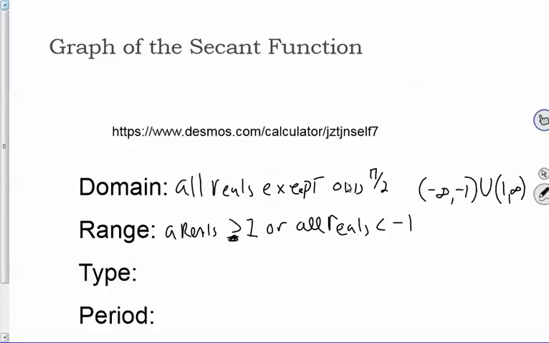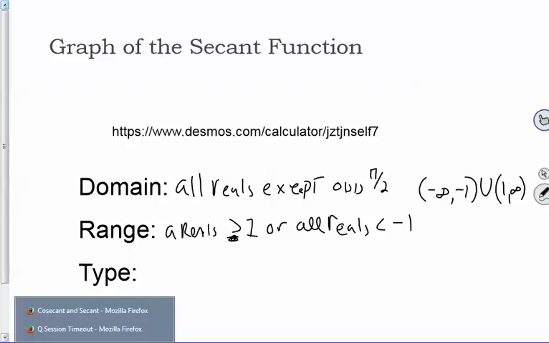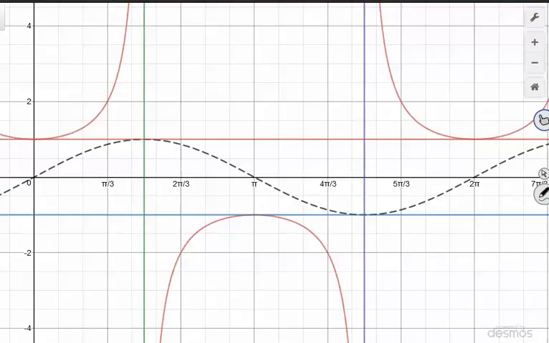What type of function is this? Well, if we look back at it, is it even or is it odd? Can we fold this? Looks like I can fold it right here. It looks like I can fold it and put it in my pocket. So I think we're good with that.